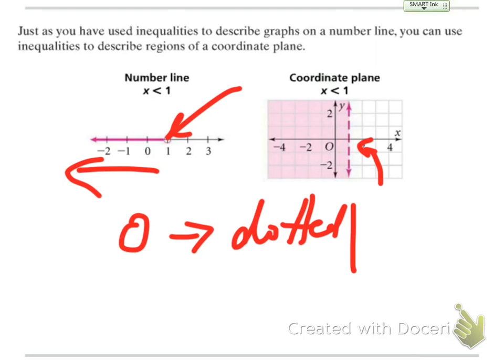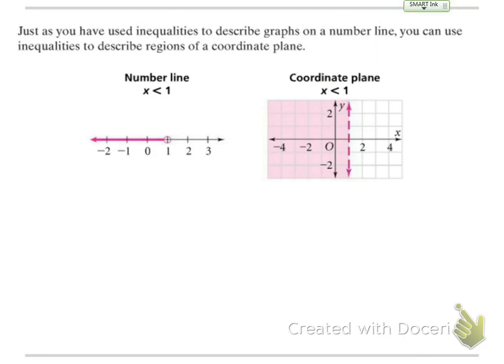And the next part is you're no longer shading just one line. You're shading an entire area. Now, how do I know what side to shade? Do you have any guesses? It's because it's less than. So it's x is less than 1. The line is on 1, so everything before 1 would have to be shaded.